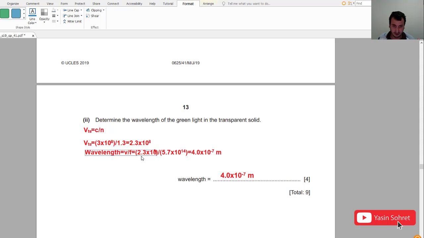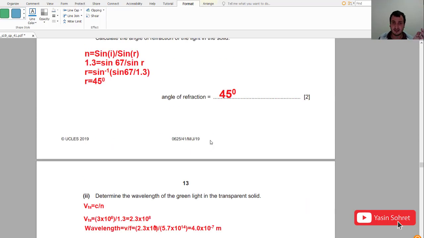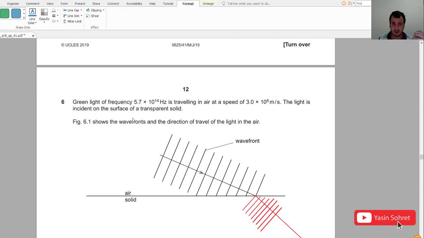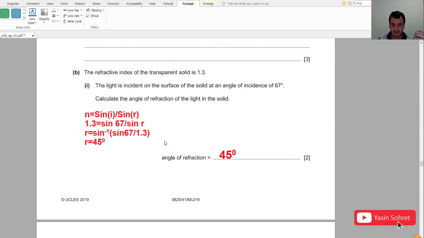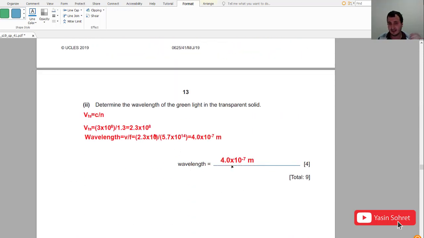So when we do that, 2.3 × 10⁸ over the frequency, which is 5.7 × 10¹⁴, already given in the question. And the answer is the wavelength is 4.0 × 10⁻⁷ meters.